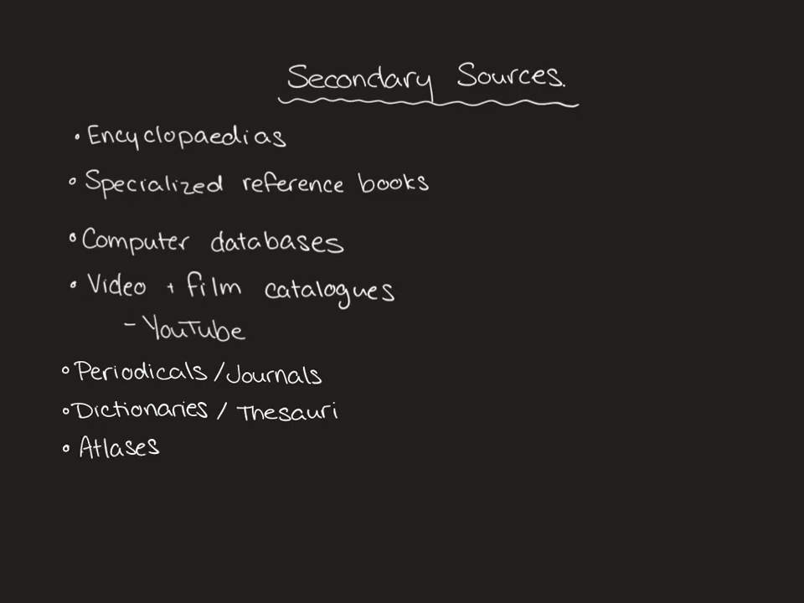Atlases are secondary sources that help you to see where things are located, like maps and geography, or information about the elevation or the terrain of different areas. So their inclusion of CD-ROMs is just showing you that not everything has to be a hard copy to be a source. You could have computer databases, like Google, which would provide you with lots of secondary sources.